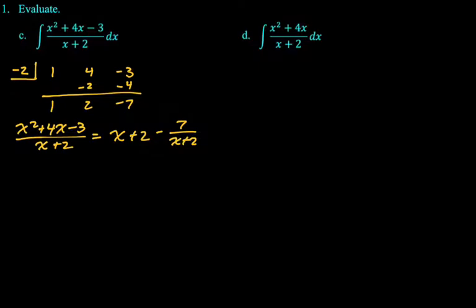It's 1 degree less, so it's 1 times x plus 2, and then minus 7 over x plus 2. That's like our remainder term. So what we're really integrating when we integrate the left side is we're also integrating the right side. So let's actually do that because that's doable. So we want to do the integral now of x plus 2 minus 7 over x plus 2.